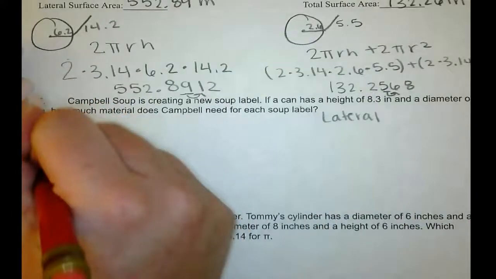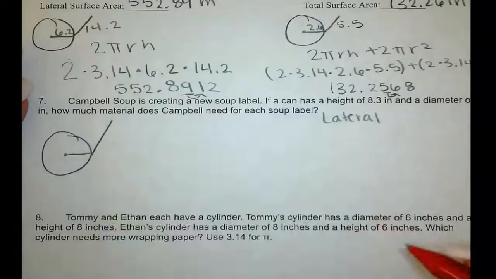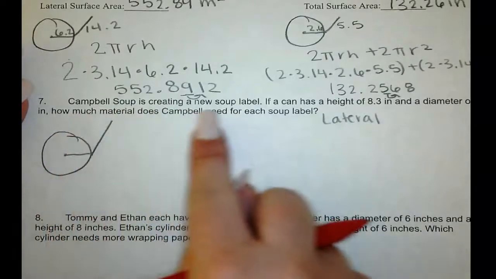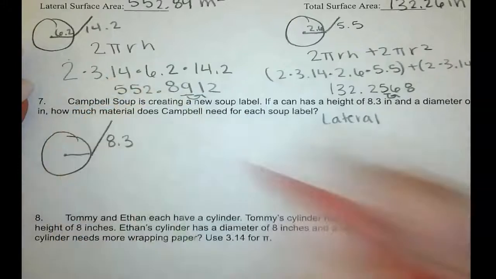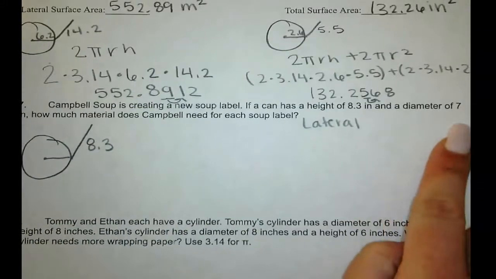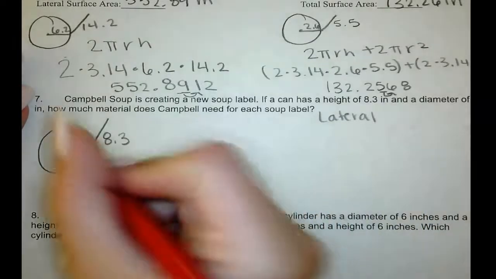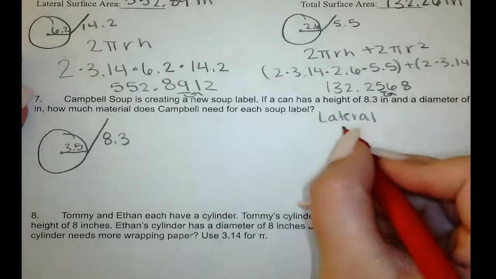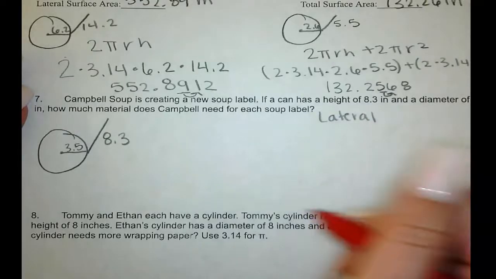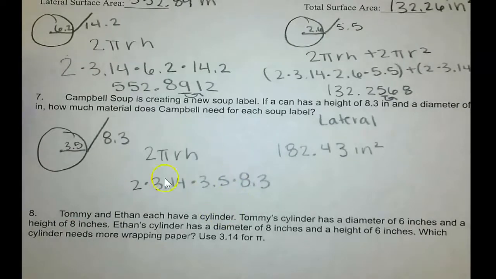So you're still going to draw a circle with your radius labeled and a height, just like you did for all the other problems. Now you're going to go back through and pull out numbers. So it says if a can has a height of 8.3, so go ahead and label that height, and a diameter of 7. Well, diameter is not what I need, I need radius. So 7 divided by 2 is 3.5. So that's our radius. So now write your lateral formula, fill it in, and type in your stuff in Desmos and see what you get. Okay? So pause.